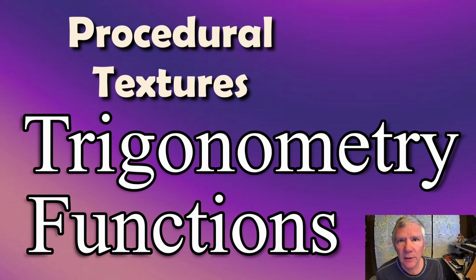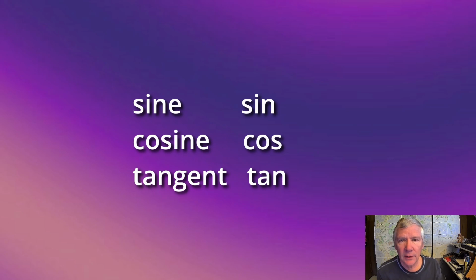In this video, I'm going to go over the trigonometry functions available in Affinity Photo's procedural texture filter. There are three main trigonometry functions: sine, cosine, and tangent. These originally are derived from the ratio between the sides of a right triangle.